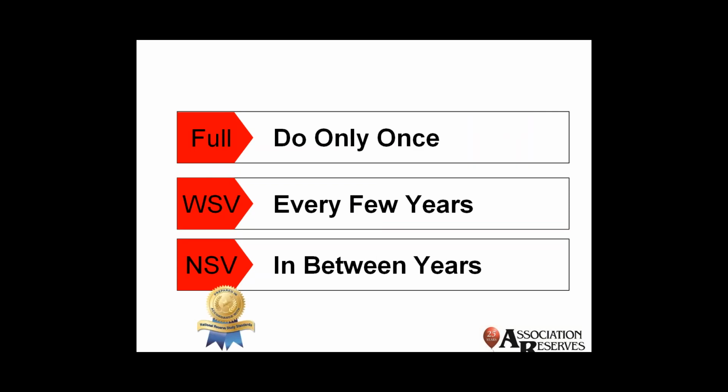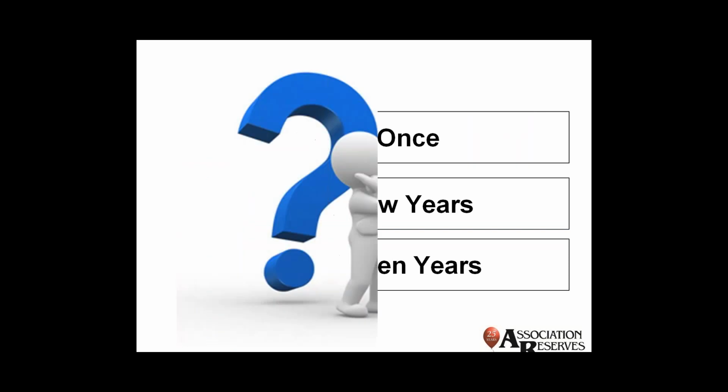Because the typical association only performs a full reserve study once, most of the reserve studies an association will do, and most of the reserve studies we prepare, are either with site visit updates or no site visit updates. With site visit updates are typically accomplished every few years, and no site visit updates are typically done annually and in the years in between those with site visit updates.